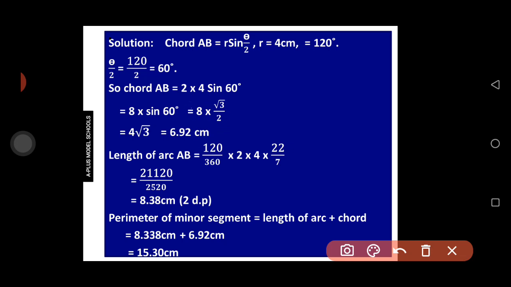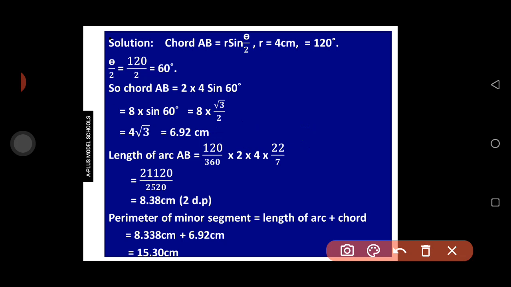Now to get the length of the arc, that is theta over 360 multiplied by 2 pi r, where my theta is 120 degrees, multiplied by 2, then times my radius, which is 4, then multiplied by pi, which is 22 over 7. So multiply all the numerators together: 120 times 2 is 240, times 4 is 960, then times 22 is 21,120. Then divide by 360 times 7, which is 2,520. So divide 21,120 by 2,520. That will give you 8.38 to 2 decimal places.